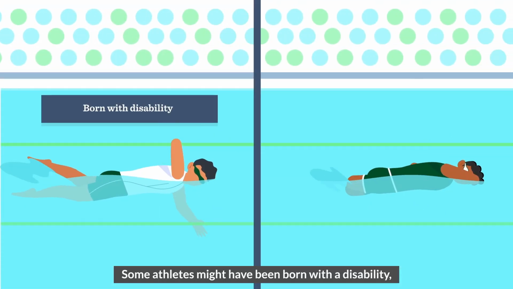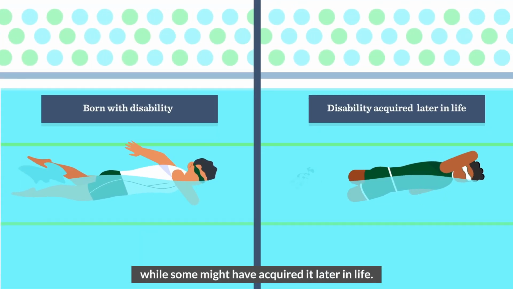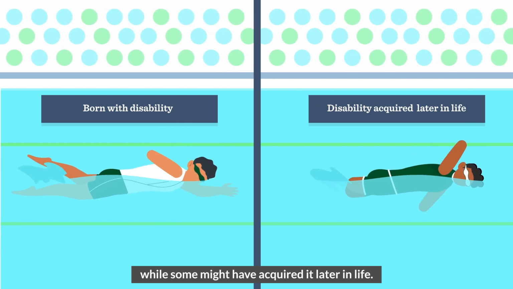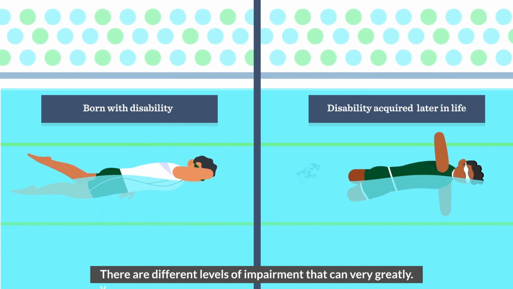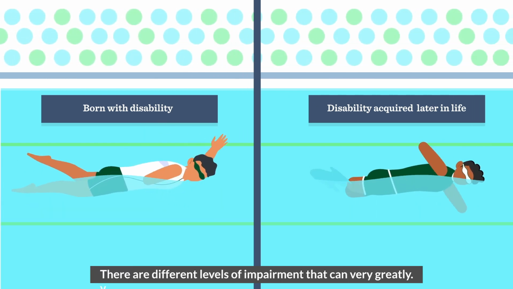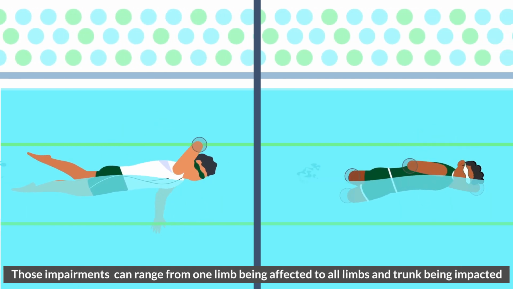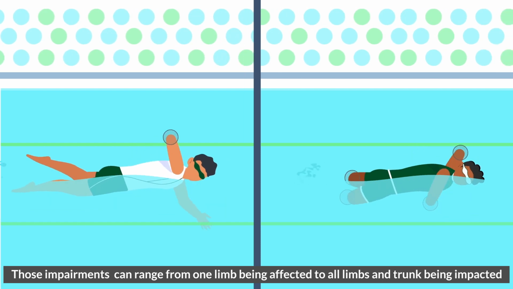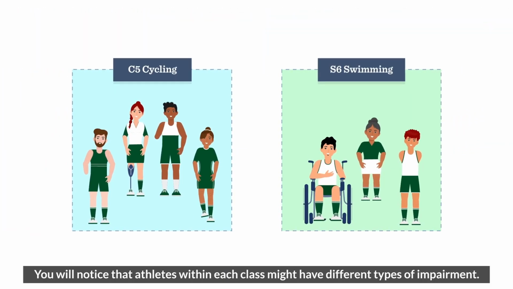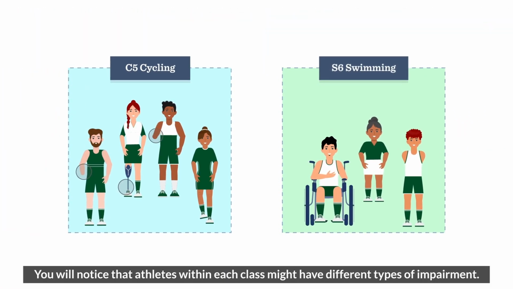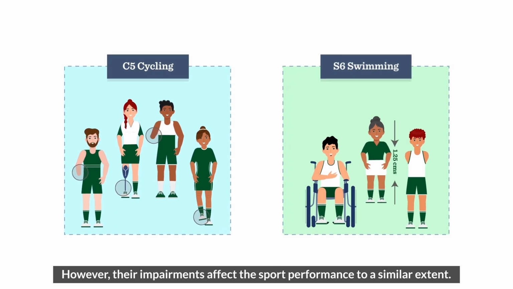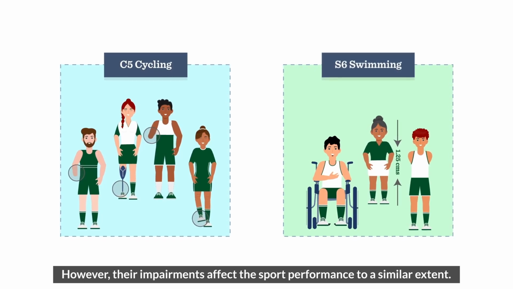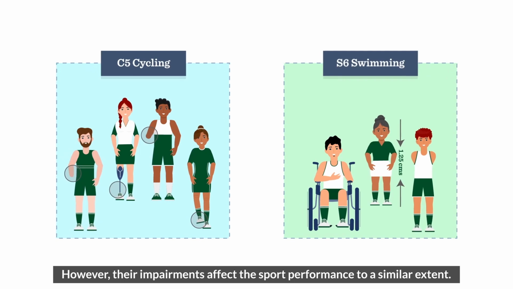Some athletes might have been born with a disability, while some might have acquired it later in life. There are different levels of impairment that can vary greatly. Those impairments can range from one limb being affected to all limbs and trunk being impacted. You will notice that athletes within each class might have different types of impairment. However, their impairments affect the sport performance to a similar extent.